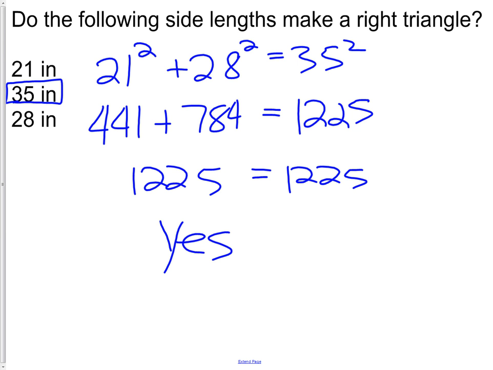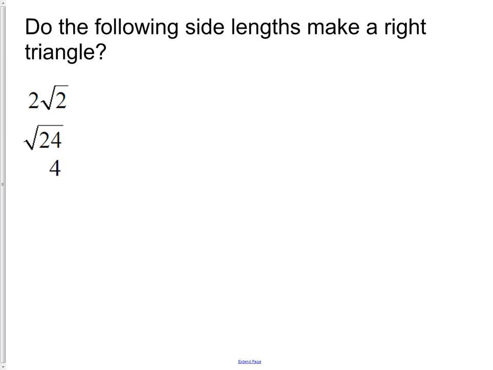So if asked, do these three lengths make a right triangle? If so, explain why. This would be an explanation, putting them into the Pythagorean theorem and showing that they work. Here's another example. Do the following side lengths make a right triangle? This is a little bit trickier because they have radicals in it. What you might need to do is actually enter these in on your calculator to see which number is biggest.